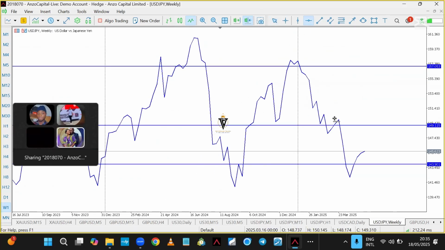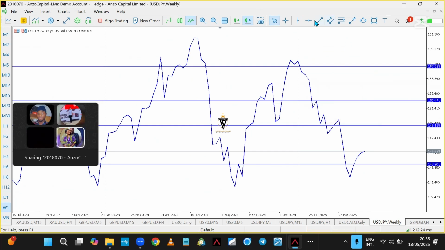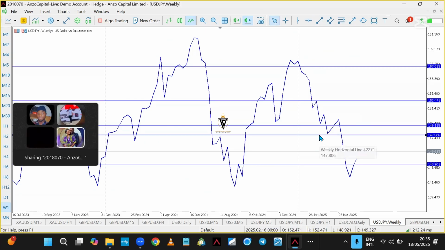I think by now we should already be mastering the art of picking up these levels without having to look too far or too closely. Let's see. So this is a level. This is a weekly, yeah. Just need to pick 3 levels so that our chart will not be clustered.